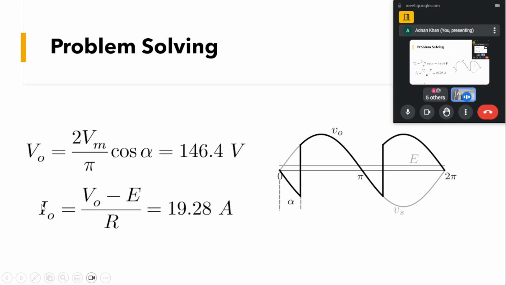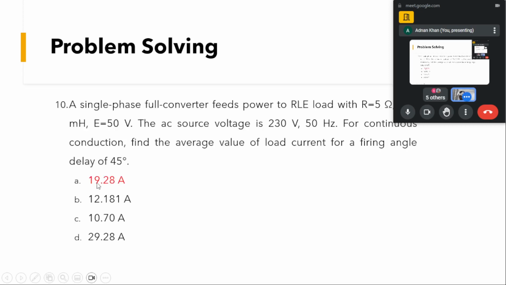Also, we have some potential at the output, and the average current through the output will be the difference between the voltage we get at the output minus the E, and that current will flow through the R. If we put the values here, V out is calculated and E we know to be around 50 volts, and with that equation the current comes out to be 19.28 amps, so option A is the correct answer.